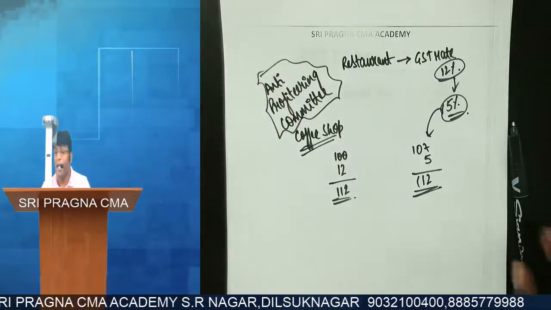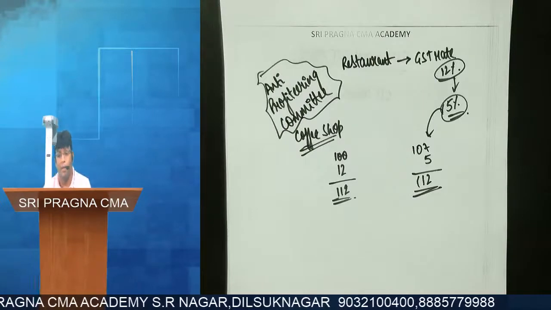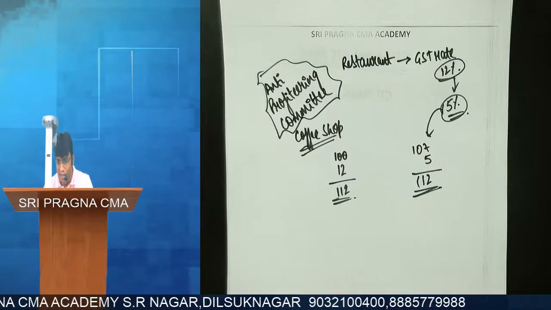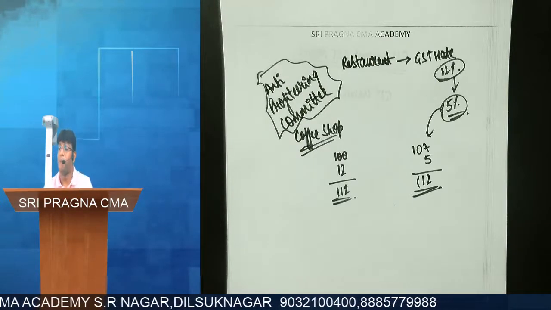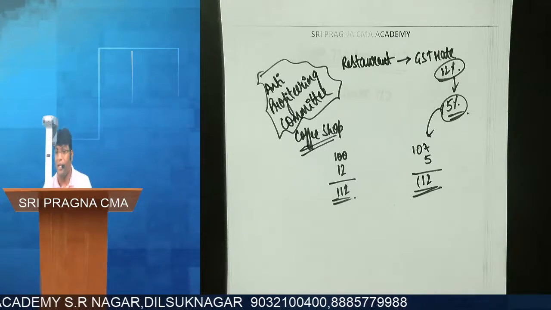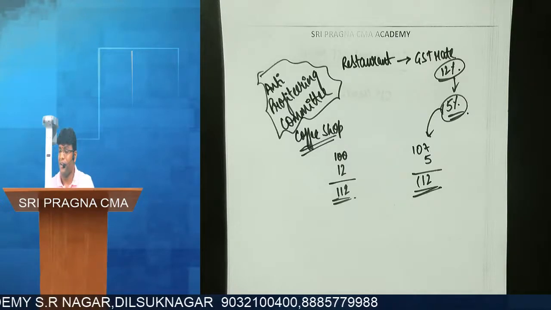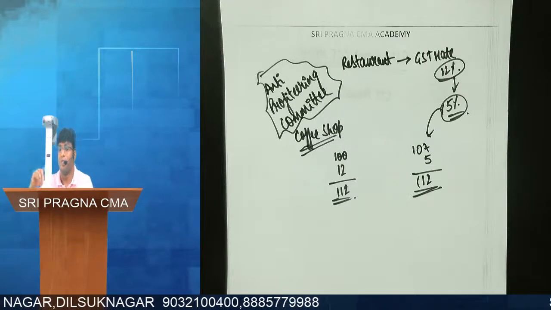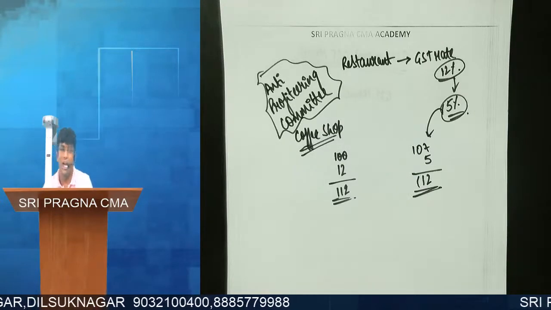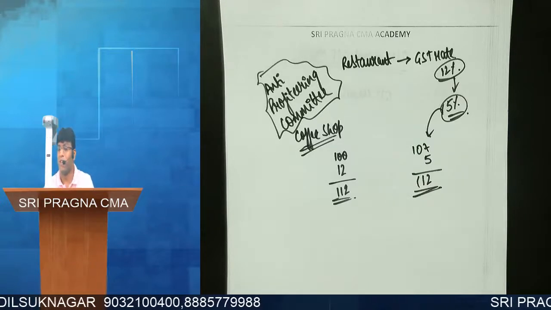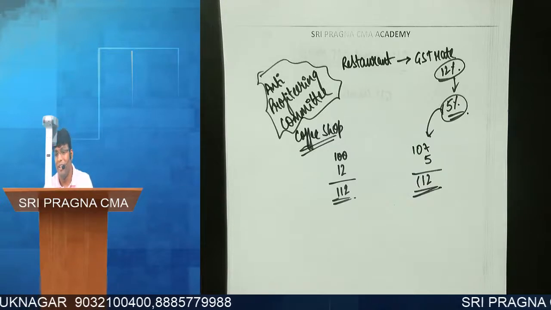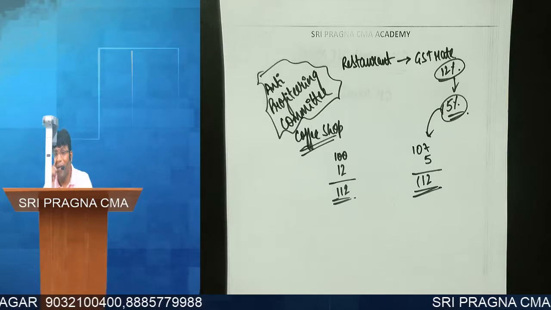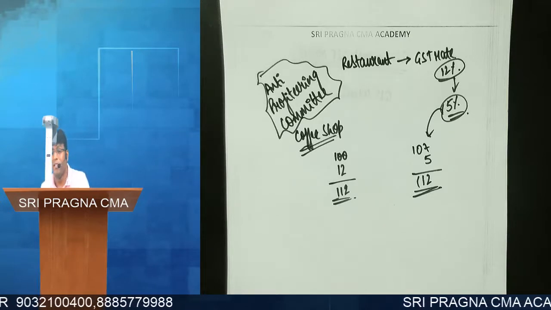Anti-Profiteering Committee. Tell me, what is this committee? This particular committee will regulate and check whether the reduction in rate of GST is passed on to consumers or not. And by any chance, if it is not passed on to the consumers, then they'll impose a penalty on them. And practically, there are big companies which are being caught.